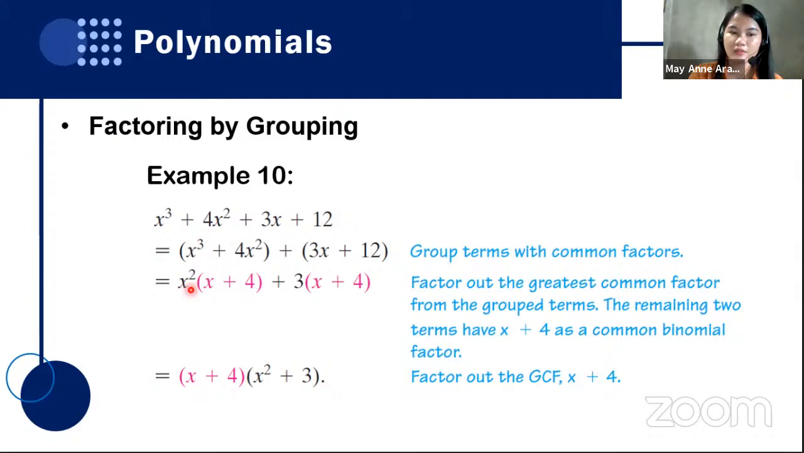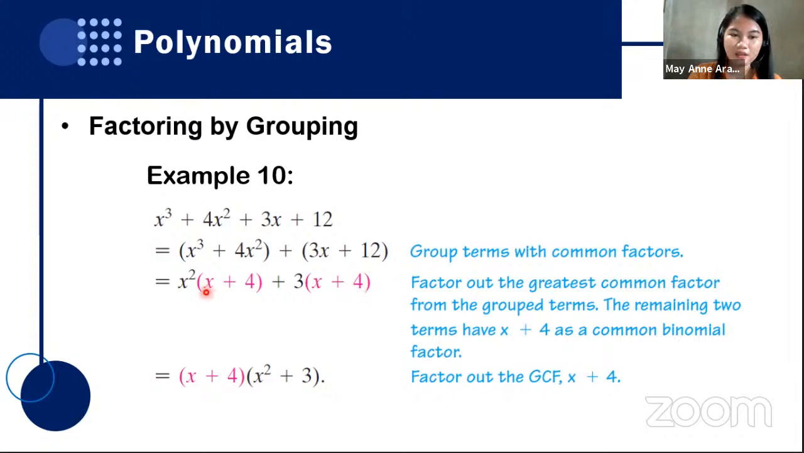X cubed divided by x squared, that is 3 minus 2. So x raised to 1, or just simply x. And 4x squared divided by x squared is just 4. Diba? Cancel na yun. So, what will remain sa loob ng parenthesis? 4. And for 3x plus 12, you factor out the GCF, which is 3. So 3x divided by 3 is just x. And 12 divided by 3 is 4.